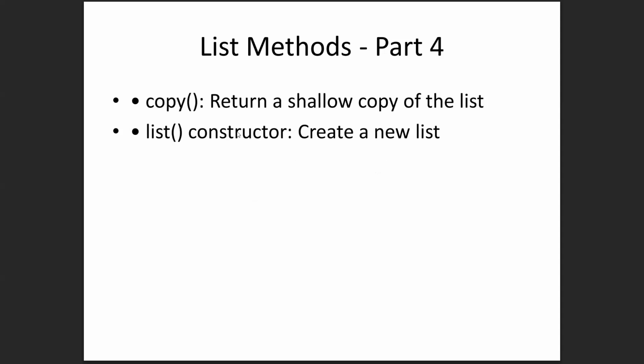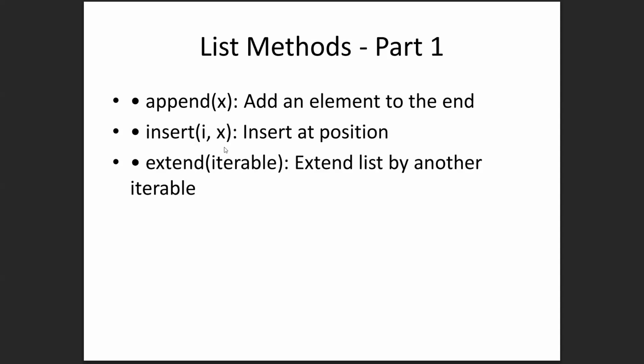Next one, copy. What does this copy method do? It will return a shallow copy of the list. We will discuss shallow copy, and the difference between shallow copy and deep copy, while discussing the copy method. Next, list constructor. If you want to create a new list, you need to use the list constructor. Whenever you use this list constructor, it will create a new list. So I will explain each and every method that is present in the Python list methods.